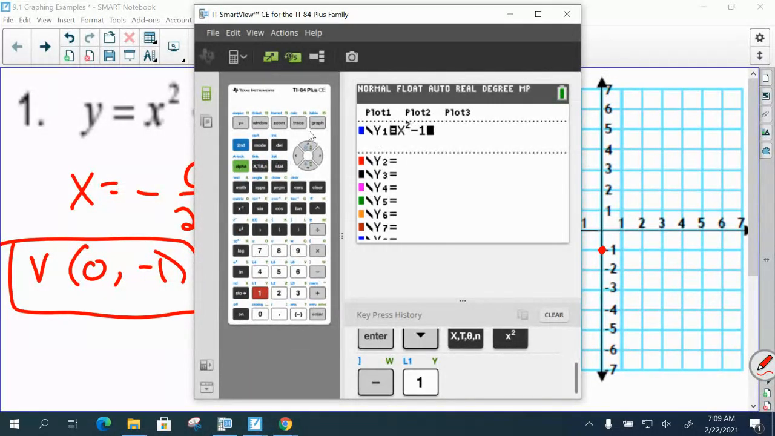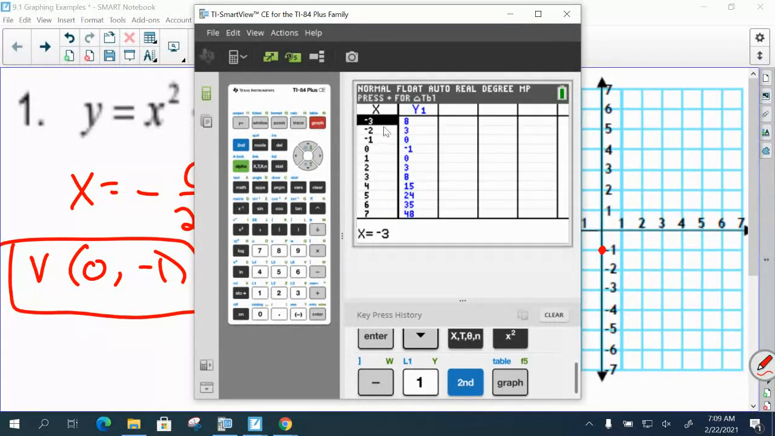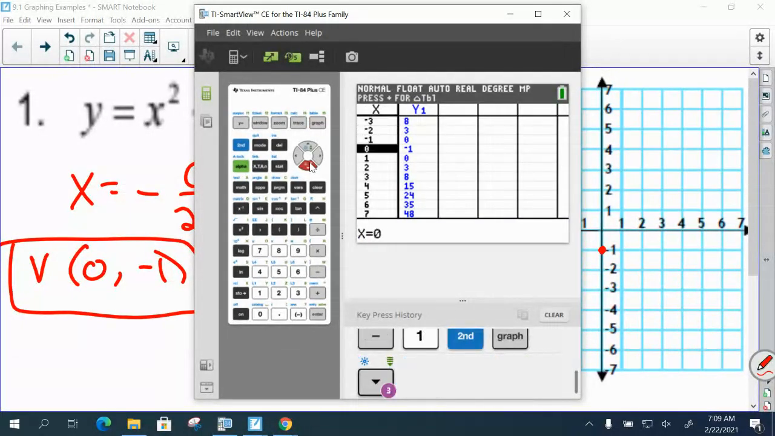So what we're going to do is go to the table, which is found by doing second graph. I already know that my vertex is at 0, and if you look, you should be able to see the symmetry. If it's 0, 1, negative 1, it's 0 on both sides, 3 on both sides, and 8 on both sides. If it's not like that, then you either typed it in wrong, or the vertex is in between the numbers, so it's a fraction.